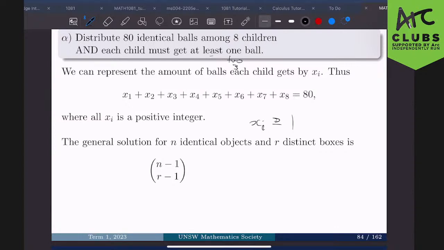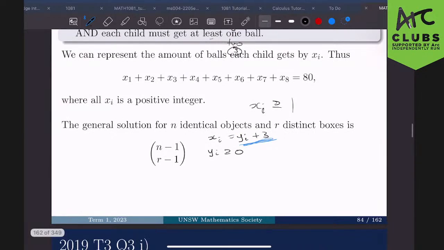So what we can do is denote xi as, okay, I'm going to pick 3 in this case. So xi equals yi plus 3, where yi is greater than or equal to 0. This is in the case that the question asks at least 3. So the minimum that each child will get is 3, and then obviously these are natural numbers, so we can just count above that.